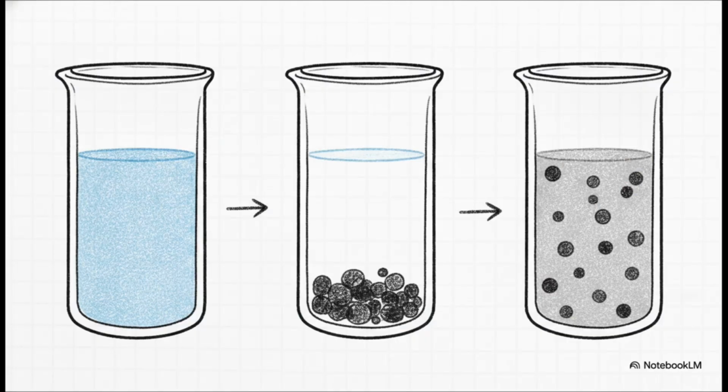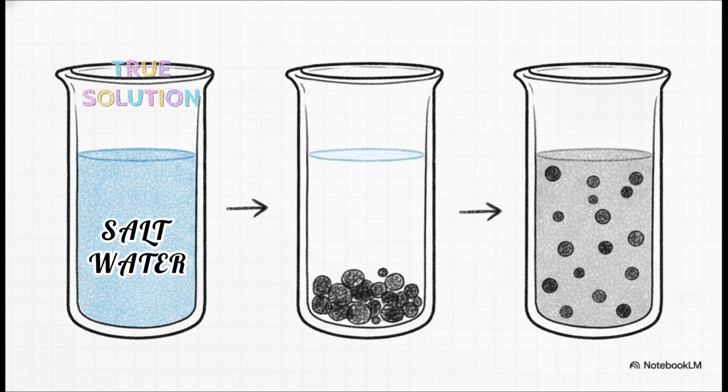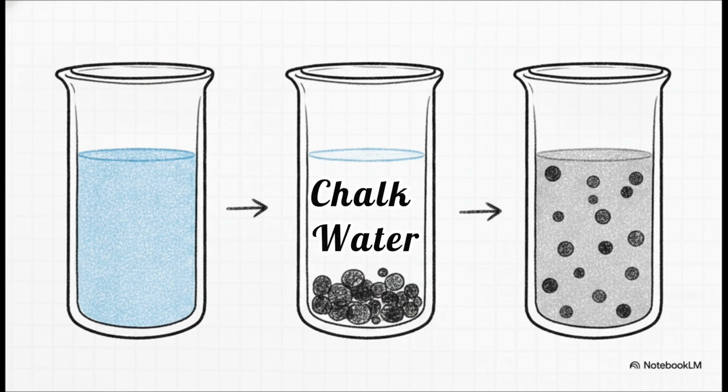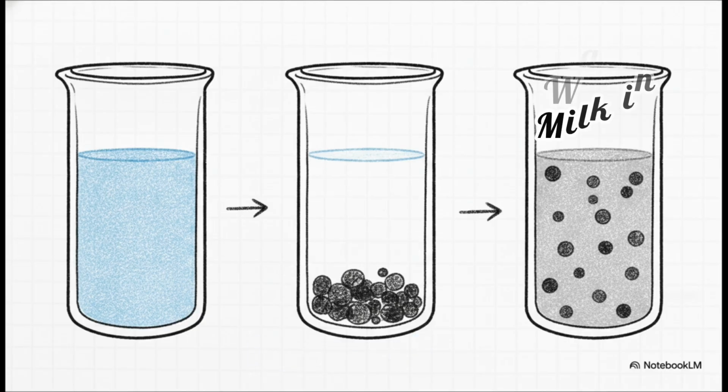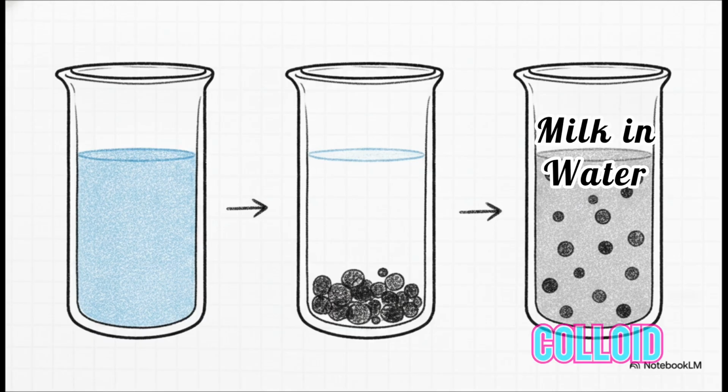So the crucial takeaway here is how we classify these mixtures based on our lab results. The salt water is a true solution. It's homogeneous, has incredibly tiny particles, and zero light scattering. The chalk water is a suspension, a heterogeneous mixture with large particles that settle down over time and definitely scatter light. And our mysterious milk and water, well, it belongs to a very special category called a colloid.